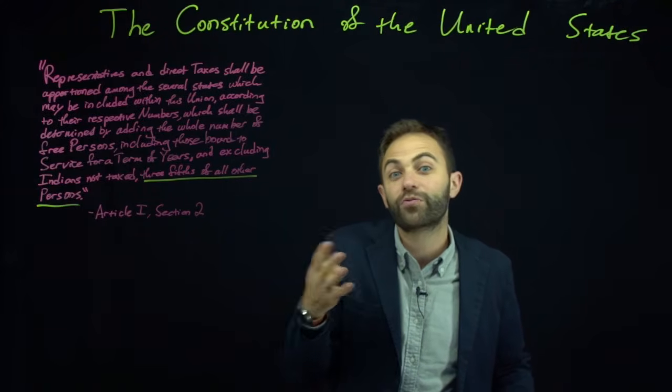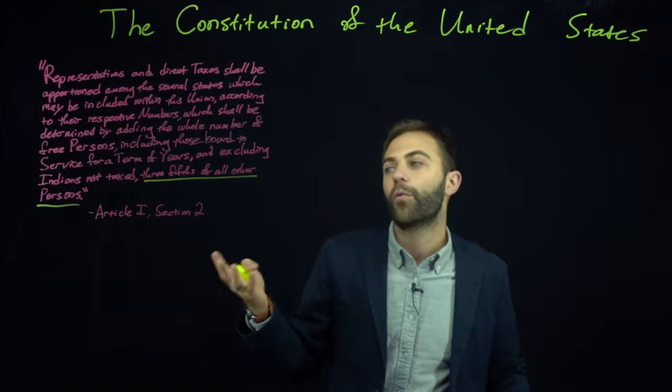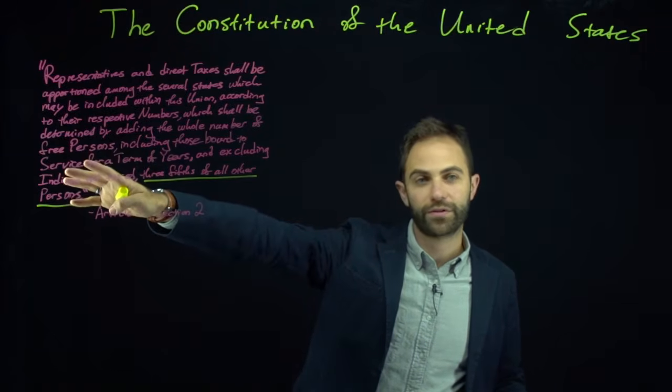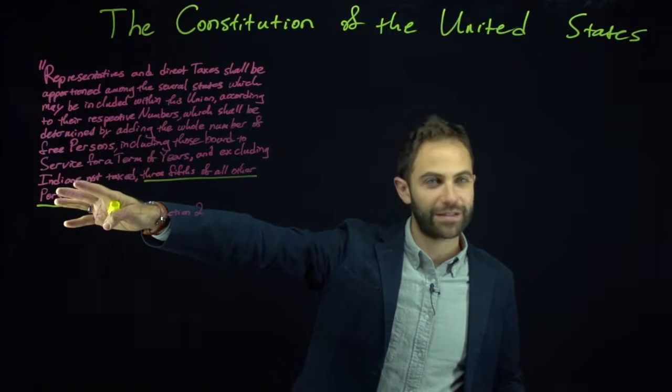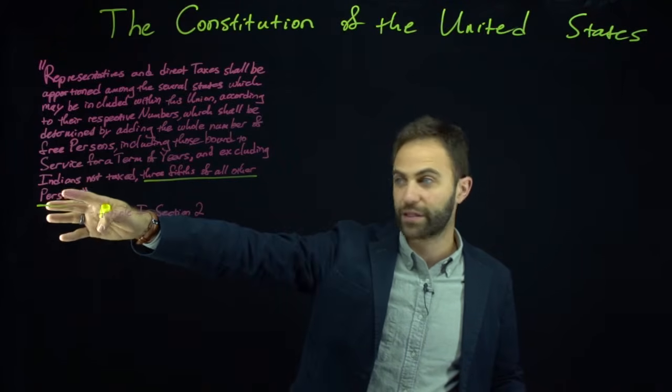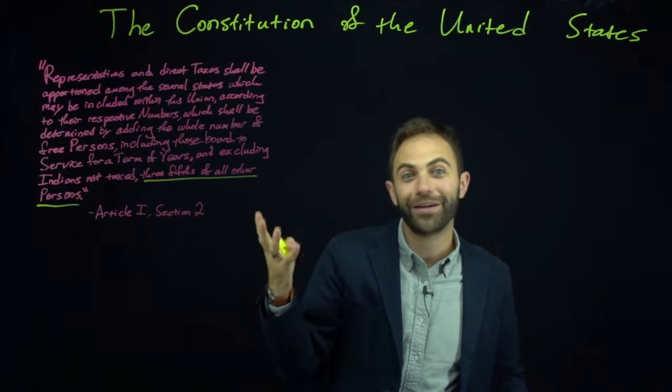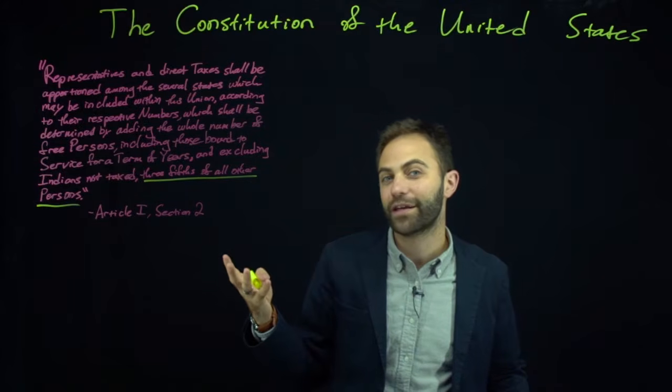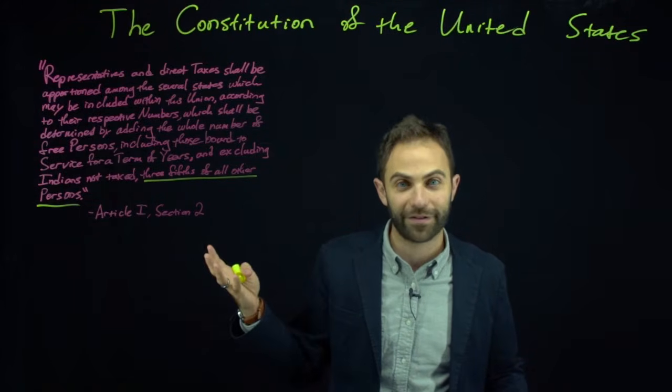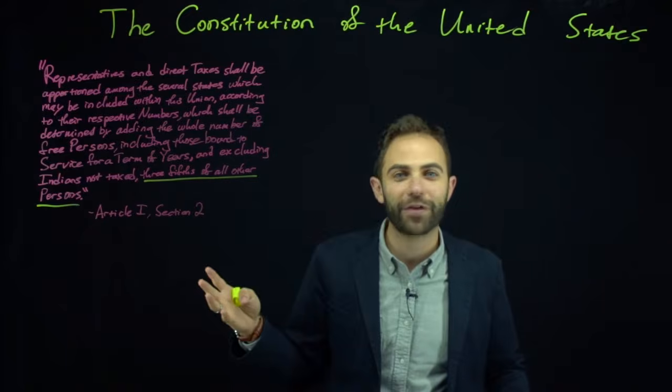And you're supposed to just read this and know that they've already talked about free persons, and they've already talked about Indians or Native Americans. So the only type of person left are black slaves, right? You're just supposed to figure that out.